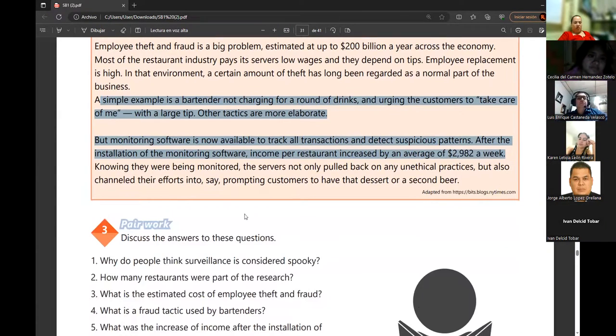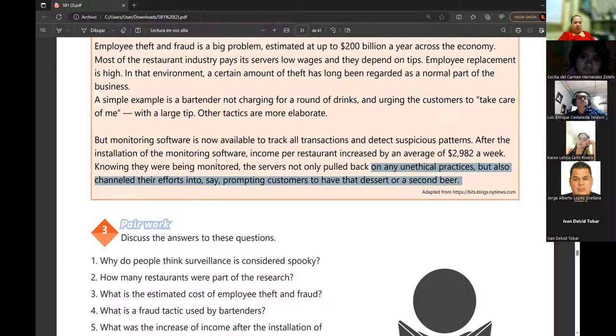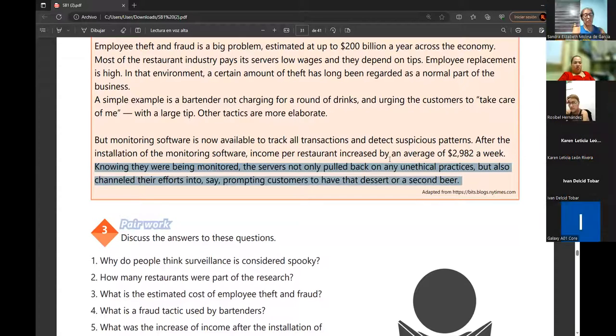$2,982. Very good. And just to finish, Mr. Luis Enrique. Now when they were being monitored, the servers not only pulled back on any unethical practice, but also channeled their effort into, say, prompting customers to have that dessert or a second beer.